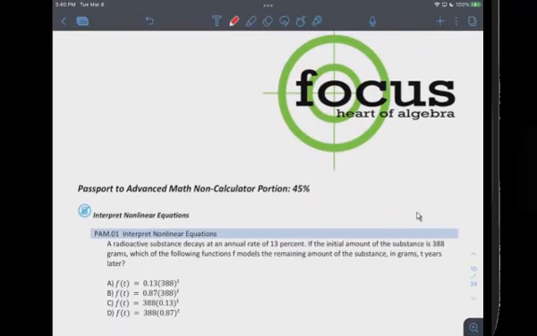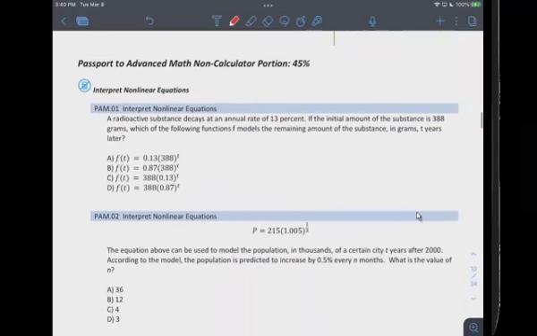Okay? The next highest number or percentage of questions come from Algebra 2, which is called Passport to Advanced Math. These are just nonlinear equations. Okay? And so I want you to go ahead and we'll start with question 1 here. Okay, so see if you can answer this. This is on page 10.